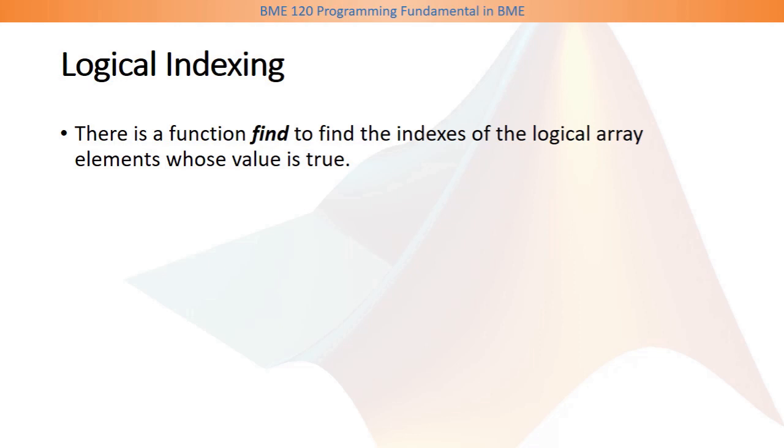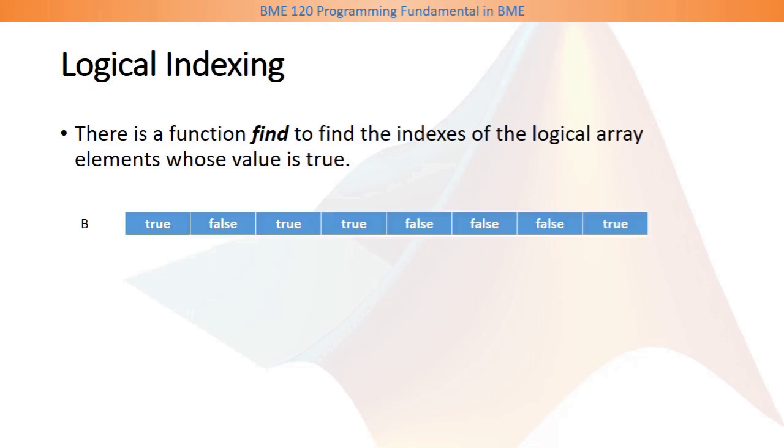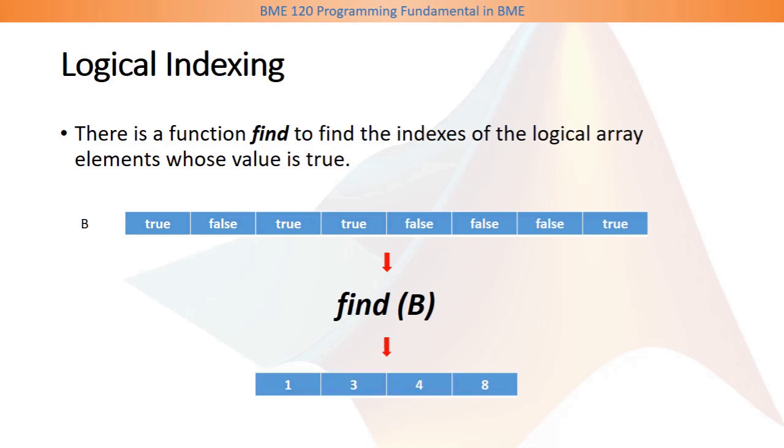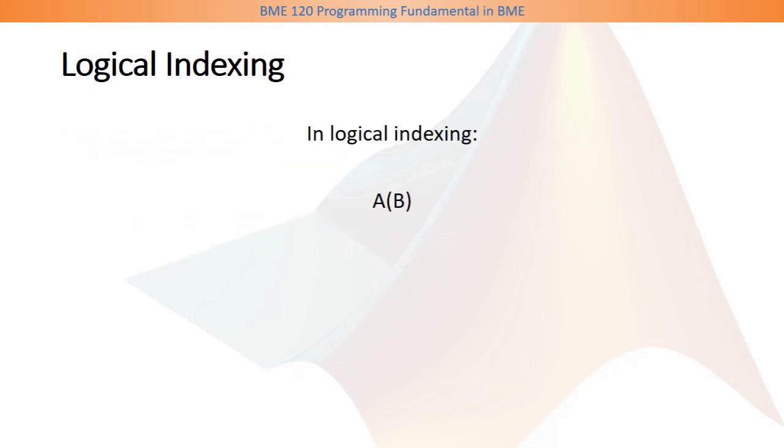Logical indexing uses the function find implicitly. Function find determines the indexes of the logical array elements whose values are true. This is a logical vector, and if you use the find function, it will return the indexes of the true values, 1, 3, 4, 8. Therefore, in logical indexing, A(B) is equivalent to A(find(B)).